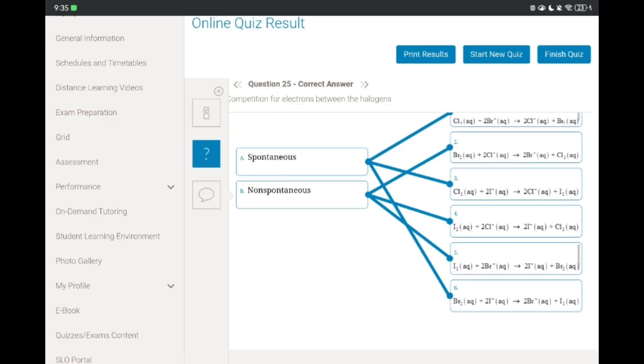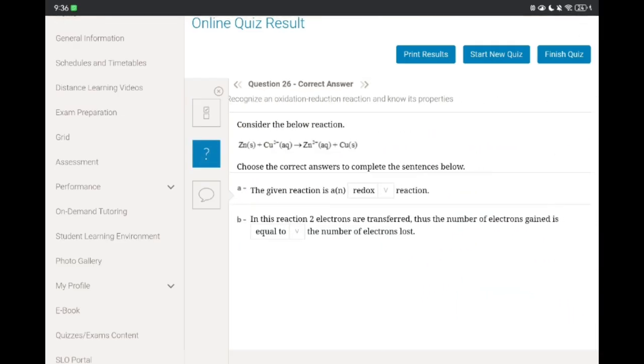I2 plus 2Br minus. See? Br is the one being oxidized this time. So what does that mean? Someone forced it to happen. Whichever one doesn't look right, whichever one looks wrong, is the one that is non-spontaneous.